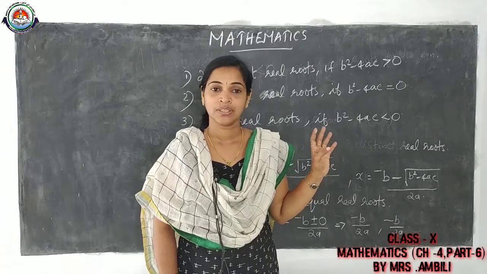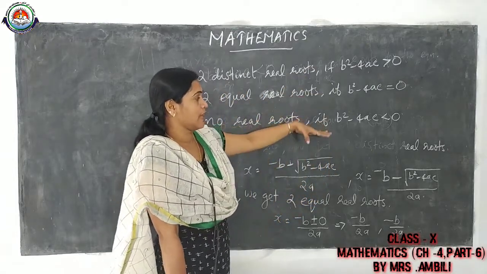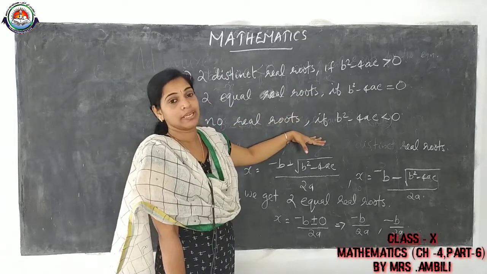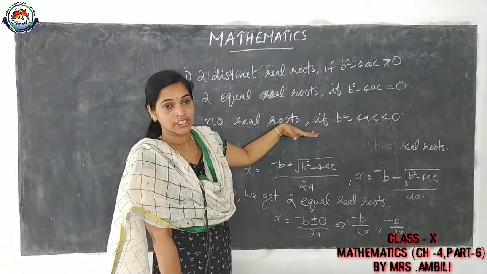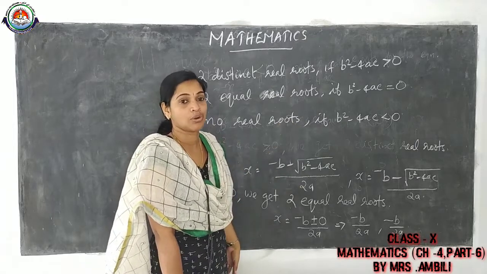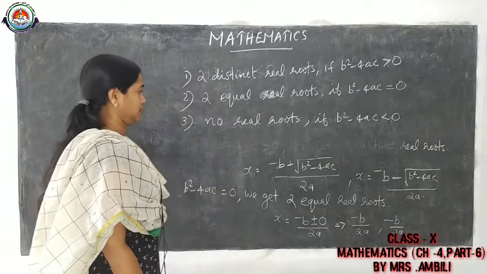Understood? So using b square minus 4ac, that is the discriminant, we can say whether the given quadratic equation has real roots or not. Let's do some examples.